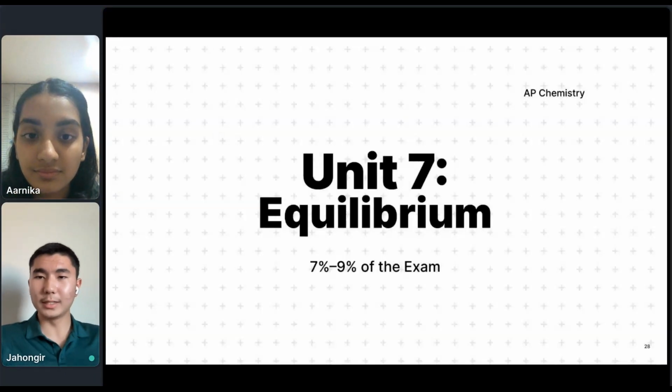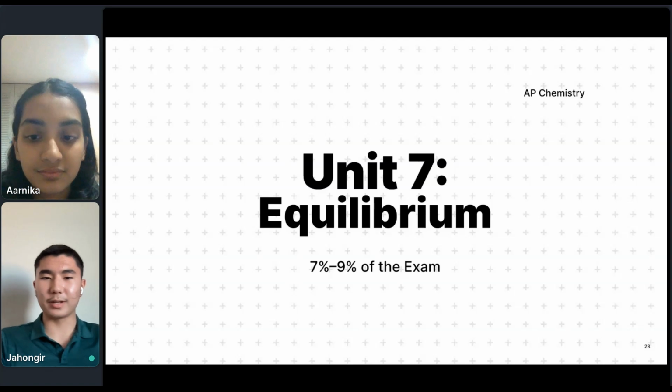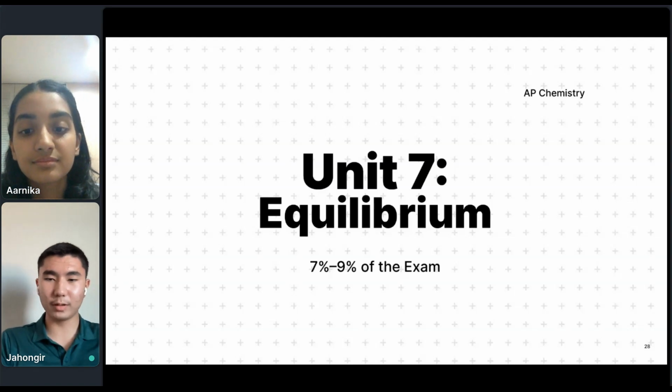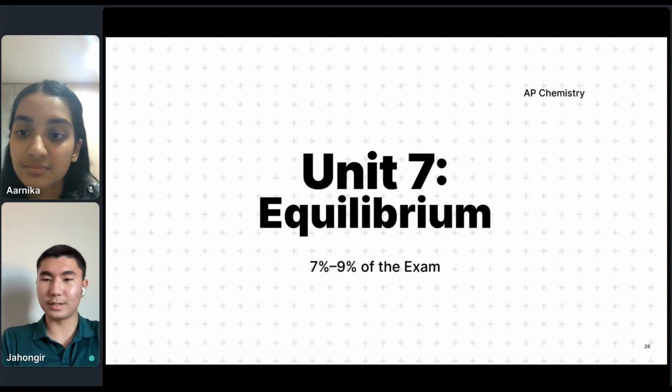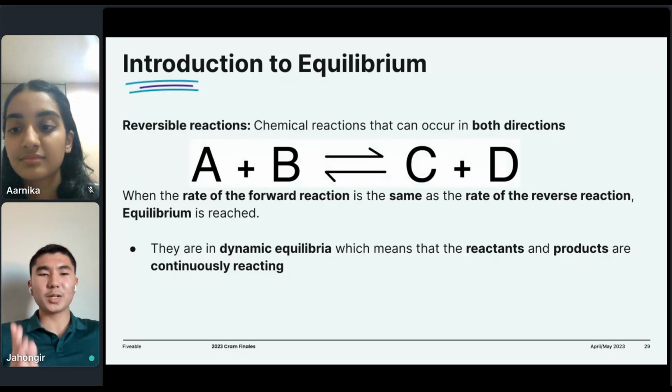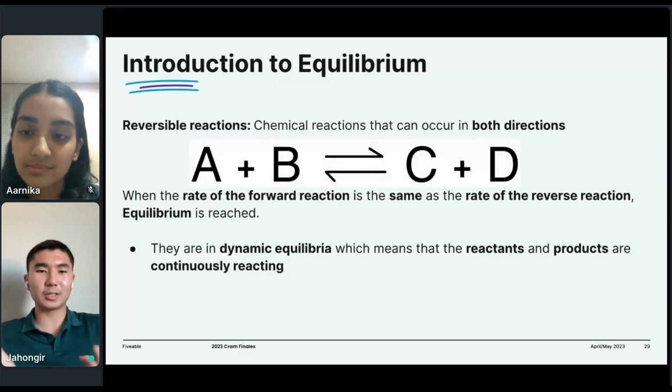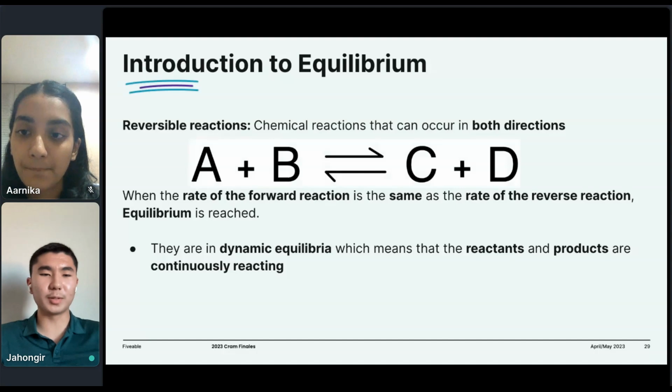All right, so now let's talk about Unit 7, and Unit 7 is 7 to 9% of the exam. Let's get started. Now, we want to start by talking about the introduction to equilibrium. We want to know what equilibrium is.